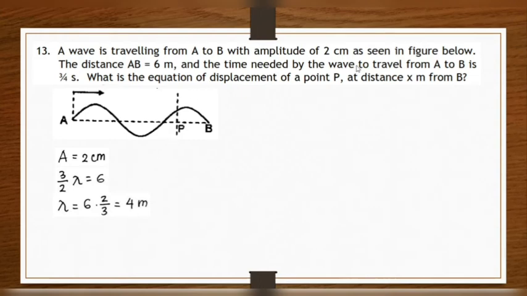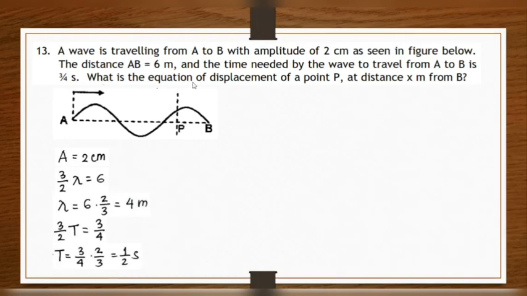And the time needed by the wave to travel from A to B is 3 over 4 seconds. And that will be 3 over 2 period, because period is the time to do one wave. So from A to B is 3 over 2 waves, 1.5 waves. So T is equal to 3 over 4 divided by 3 over 2 equals a half second.